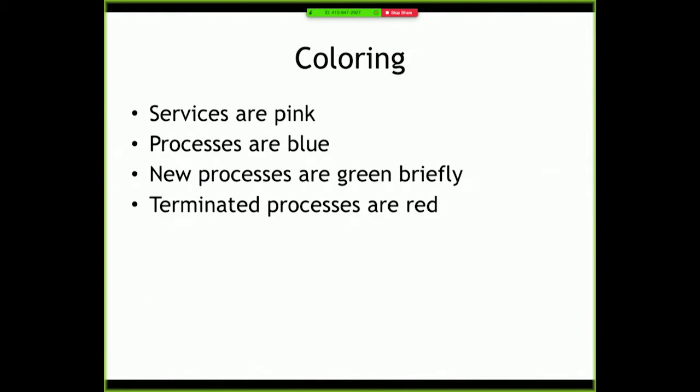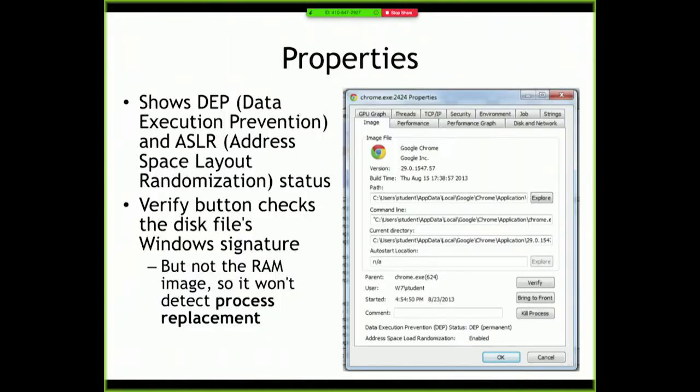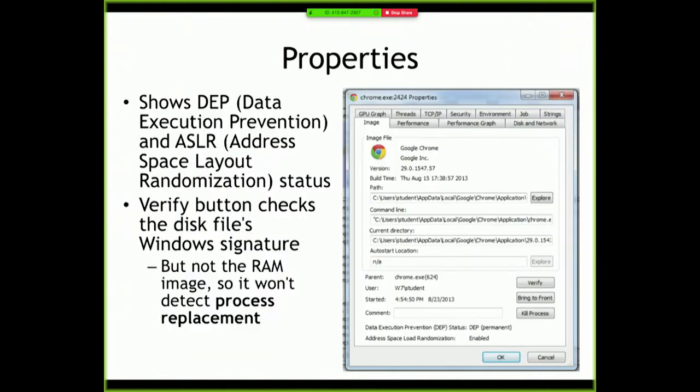All right, services are pink, processes are blue, new things flash green when they're new, and terminated things appear in red as they vanish. We'll have fun with that a little later. And you can view the DLLs. So you can view lower pane view DLLs, and then it will show you the libraries that this thing is using. And this is not looking at the headers of the file like Process Monitor. It's looking at the actual usage by that running program.